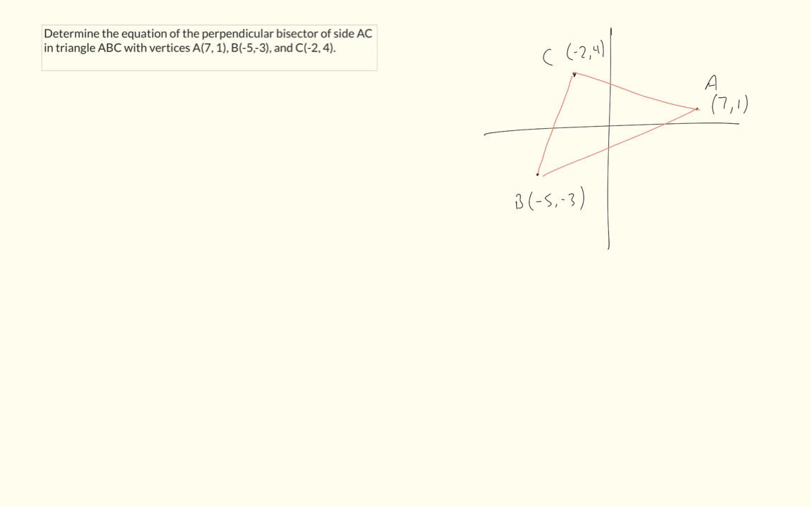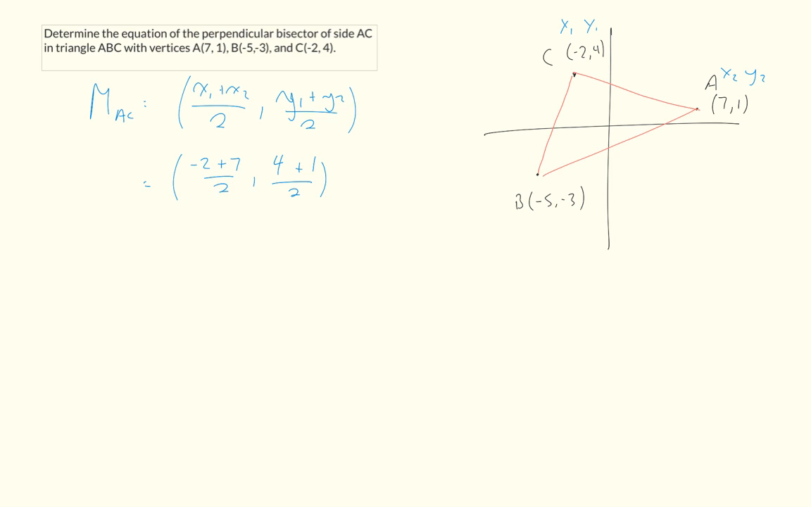Okay, so I need a perpendicular bisector. That means that's a line that runs through the midpoint of AC and it runs perpendicular. So let's first figure out where that belongs. I want to know what the midpoint of AC is: (x1 plus x2) over 2, (y1 plus y2) over 2. We'll call C (x1, y1), we'll call A (x2, y2). Doesn't matter which one is which, as long as the 1s are together and the 2s are together.